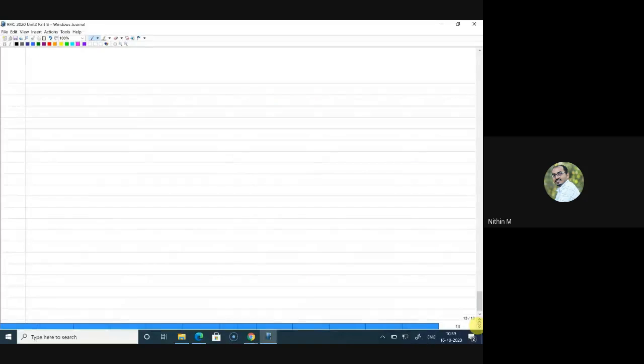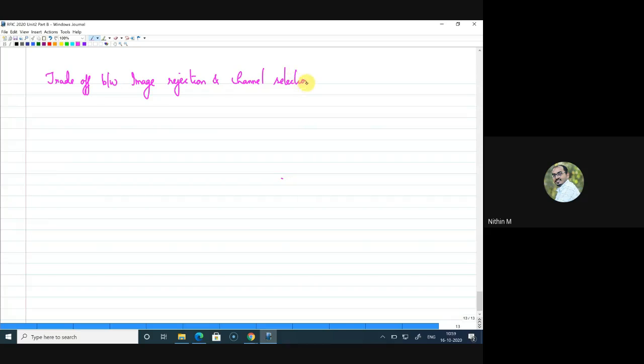So that means we are coming to a point that there is a trade-off between this image rejection and channel selection, right? So to make image rejection high, if you try to keep a large omega IF, then channel selection will be difficult, and the other way, right? So there is a trade-off between these two.